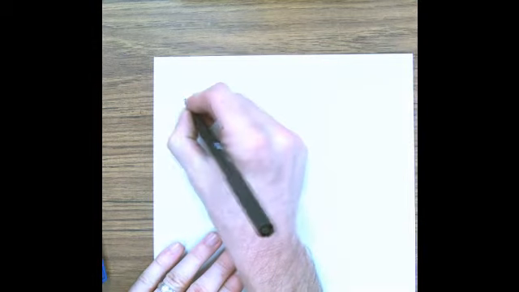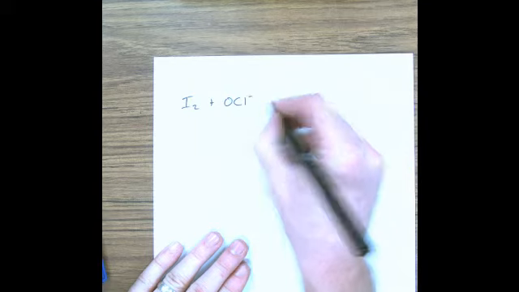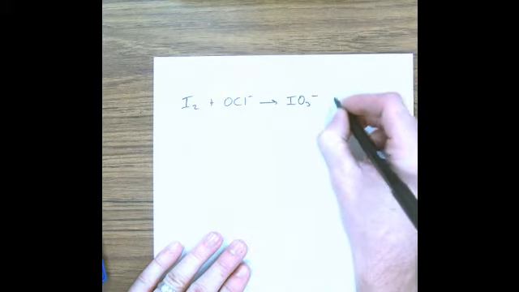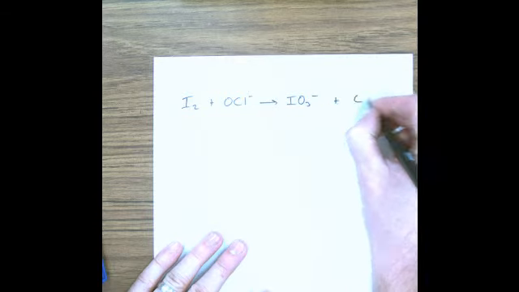Continuing on, now that I've balanced that redox reaction, let's try and balance one that's a little bit more challenging. This is actually going to be C from one of the redox reactions I wanted you to balance as part of your homework. So this one, following the same rules, I have I2 plus OCl-, arrow, IO3-, iodate, plus Cl-.